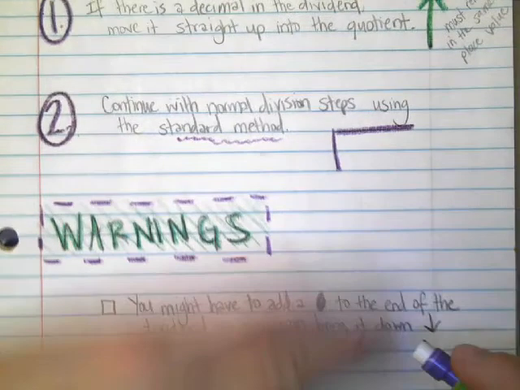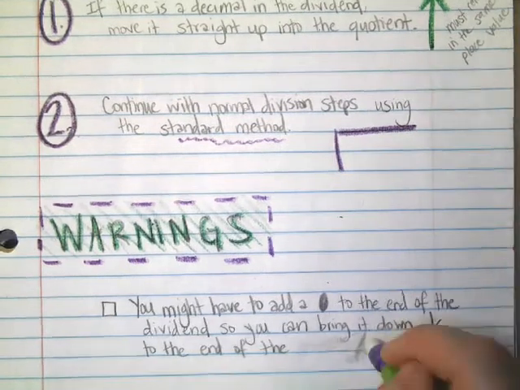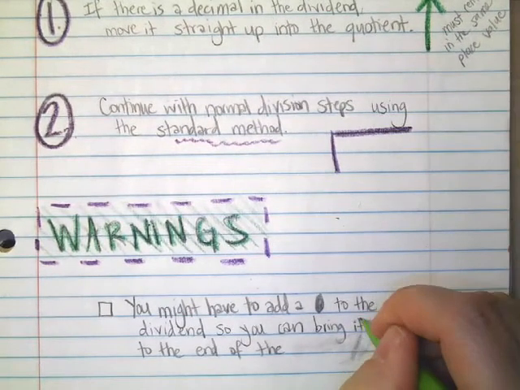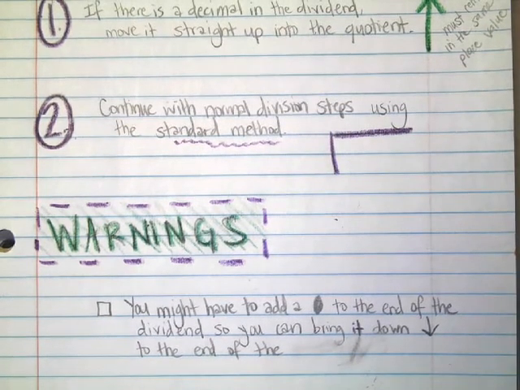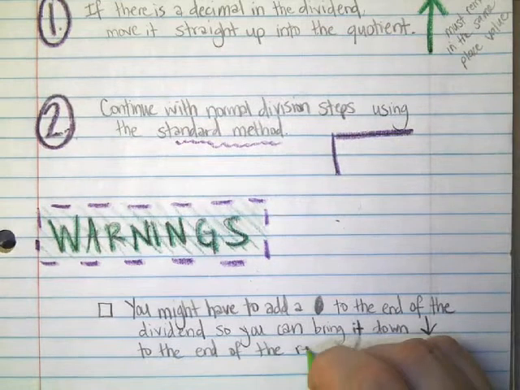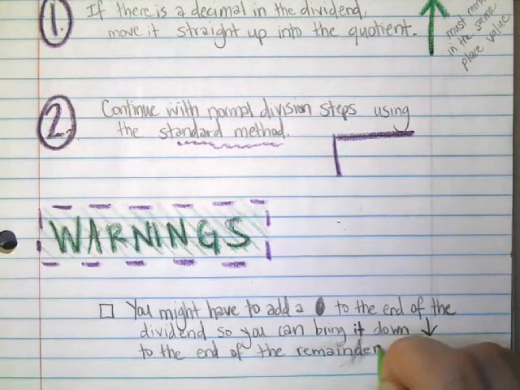Oh, this eraser is terrible. There's a pretty bad smudge on my paper. Let's try that again. You might have to add a 0 to the end of the dividend so you can bring it down to the end of the remainder.